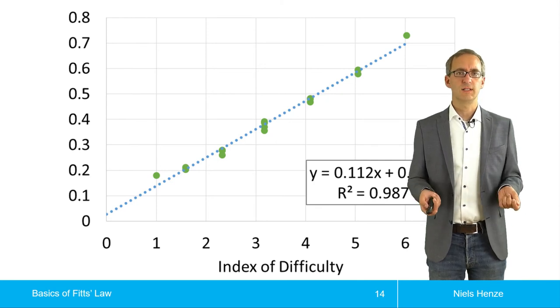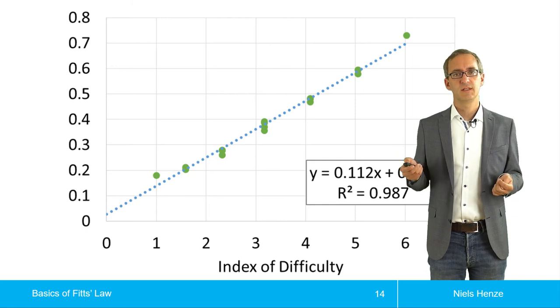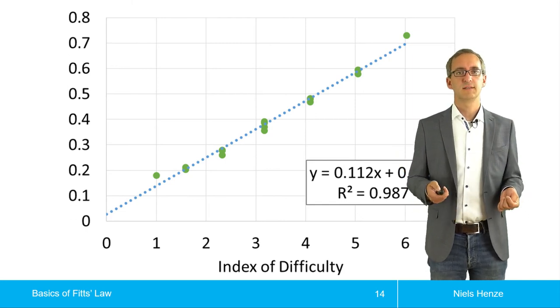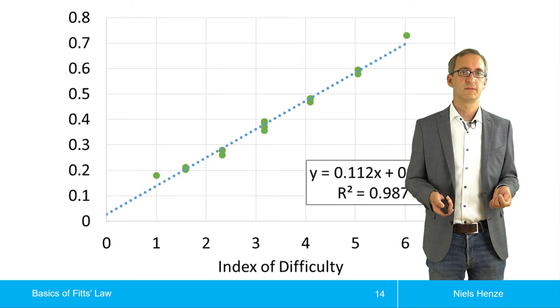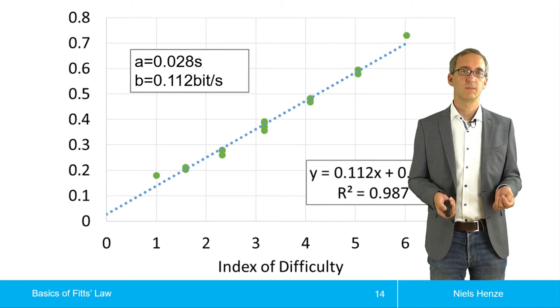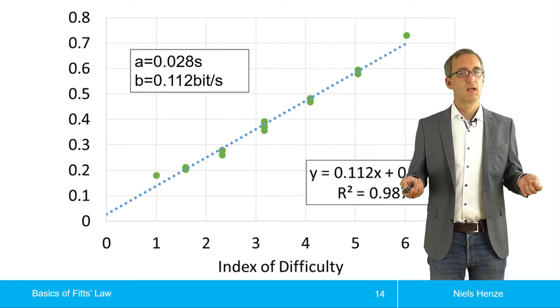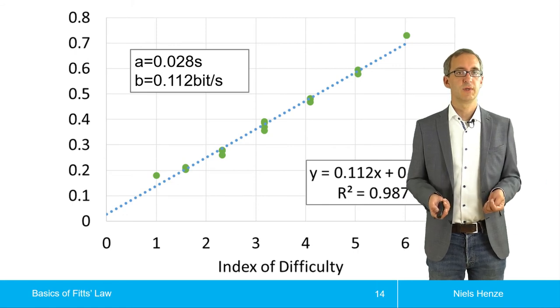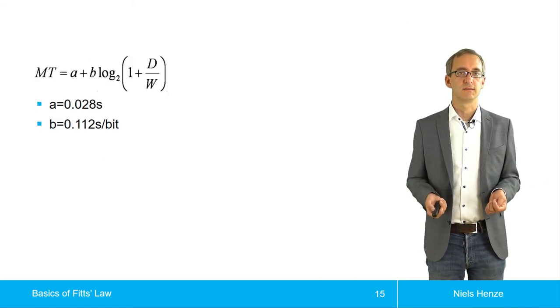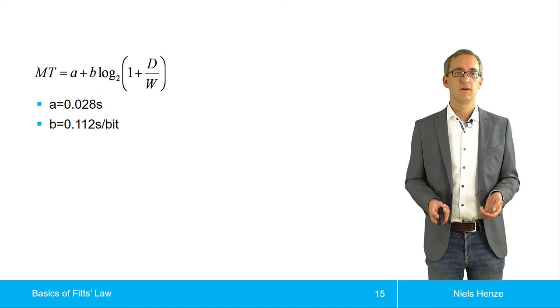Okay, so we have these two values and this equation. That's not really Fitts' law, right? But we can now realize that these two values exactly fit our constants. So we have A, and A is 0.028, and we have B, and B is 0.112. And now we have everything we need in order to make predictions about new targets, right? So we have these two constants, we have the equation, we can fit everything in.